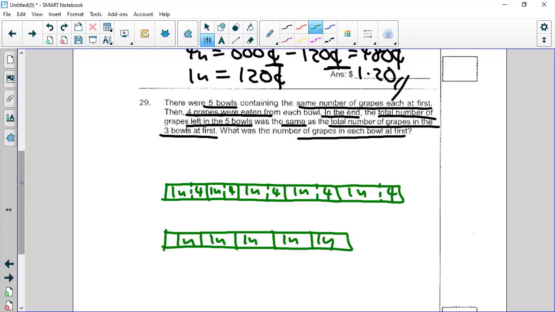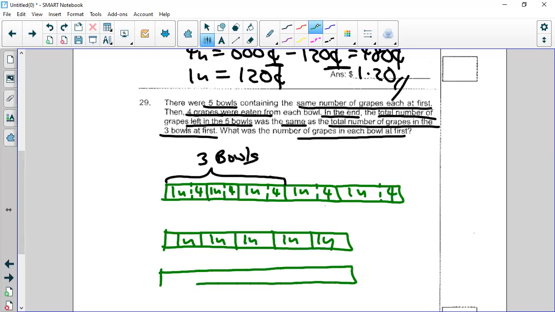And the total grapes left in the 5 bowls was equal to the total grapes in the 3 bowls at first. So where are the 3 bowls at first? How about this one? Maybe something like this, right? This is the 3 bowls at first. Then I just draw something similar. Equal means what? Same length, same length, same length. And then I do something like 1 unit plus 4. Okay, 1 unit and 4.